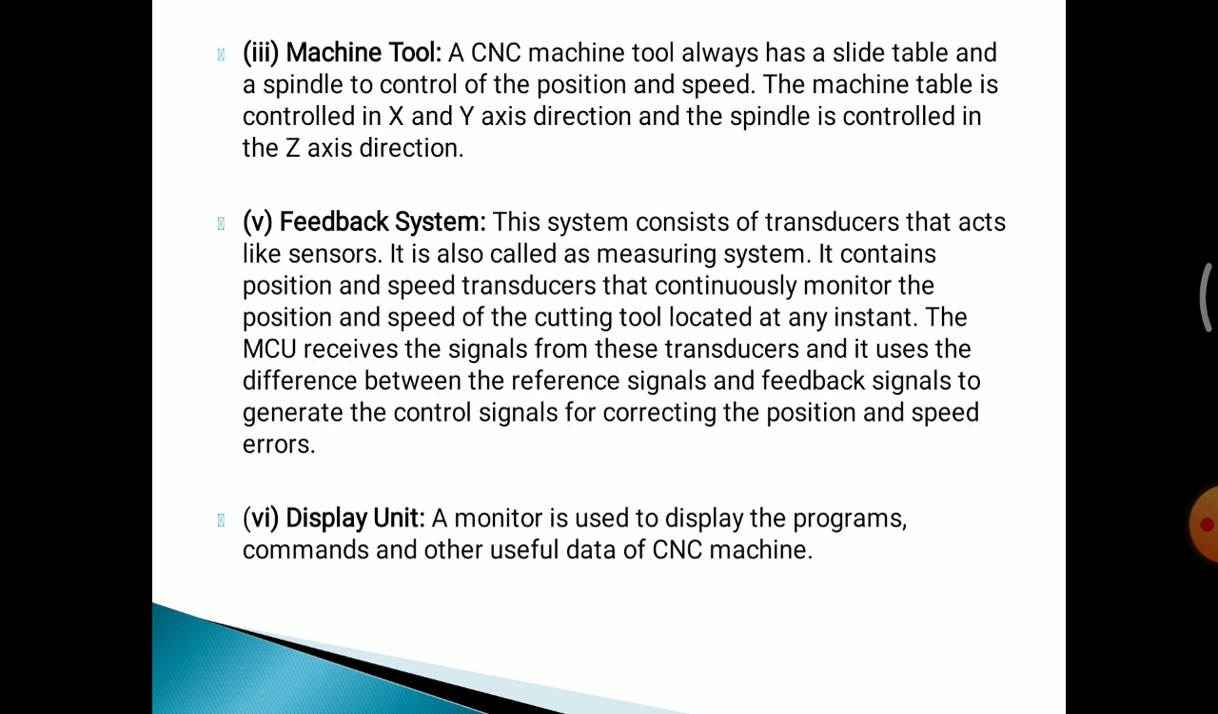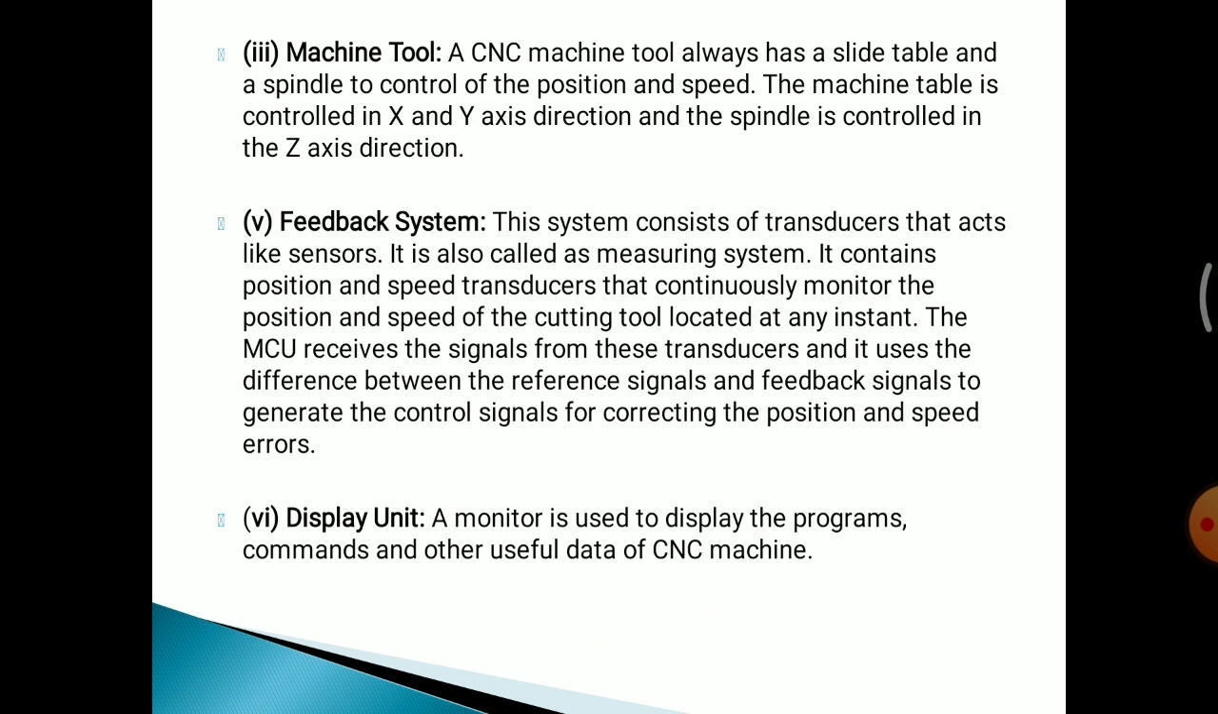The next important part of the CNC machine is the machine tool. The machine tool is one which is actually performing the work, actually doing the work on the component. So the machine tool always has a spindle and a slide table to control the position and speed. The machine table is controlled in X and Y axis direction, and the spindle is controlled in the Z axis direction.